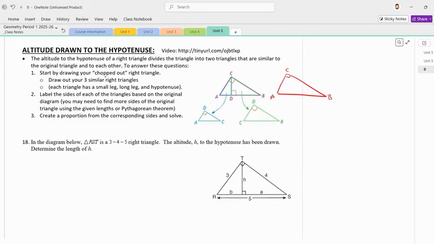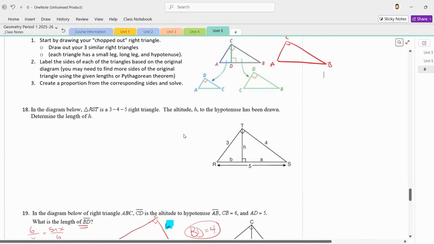So we want to make sure we're drawing it like a chopped out triangle so it's stretched out towards one of the sides so we can see which of these legs is a long leg versus the small leg. Okay, so let's look at the first question. We are trying to find h here.